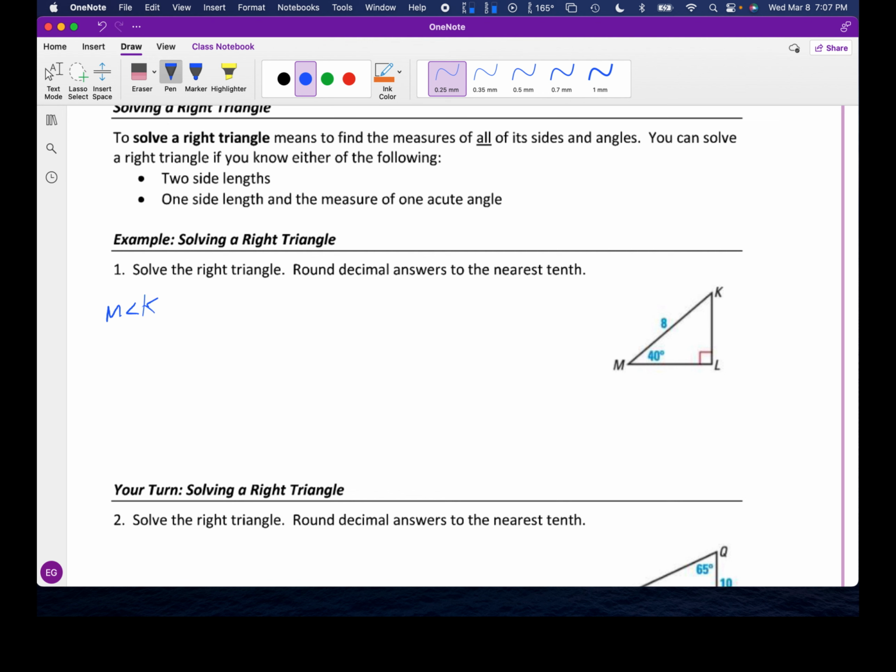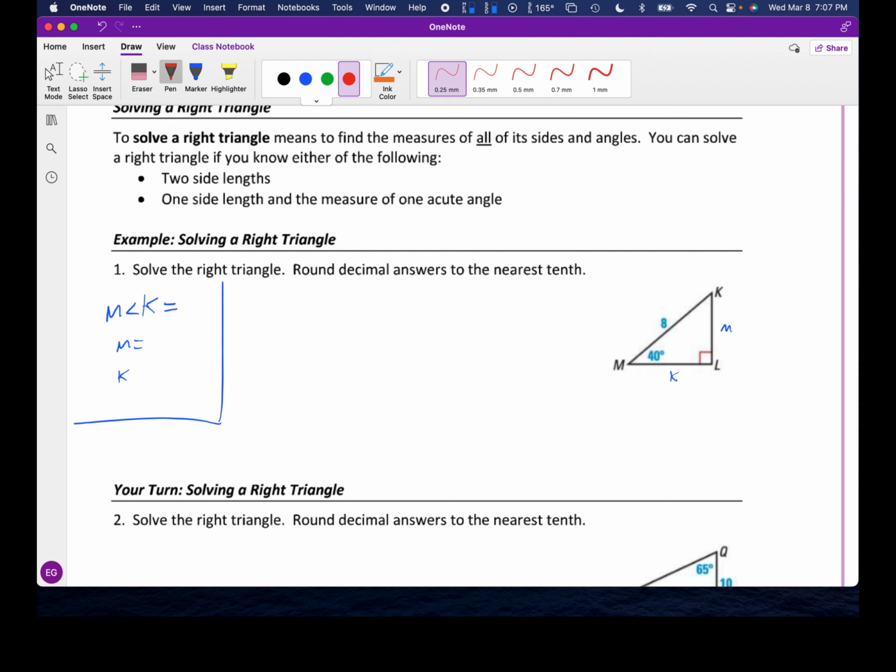Measure of angle K is something I need to find. I need to find side little m, and I need to find side little k. Those are the things that I need to find in order to have fully solved this triangle, because we already know that L is 90, M is 40, and we know that side L is 8.